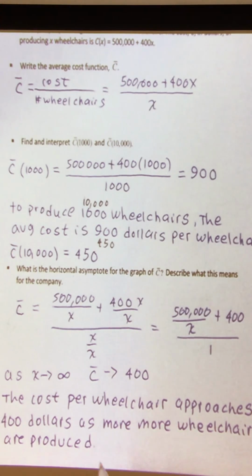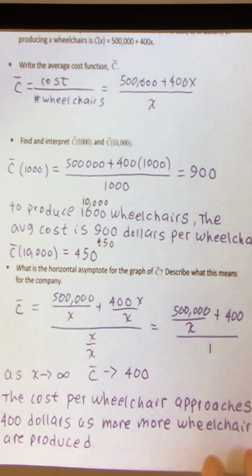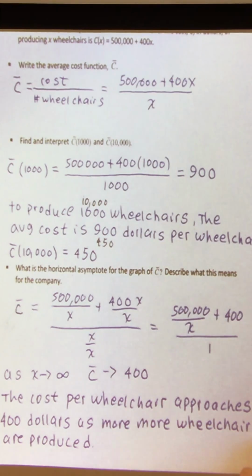Theoretically, it would take a lot, billions and billions of wheelchairs to produce that average cost, but I think we can get that same result by producing less than 1 million. This concludes section 3.5 exercises.